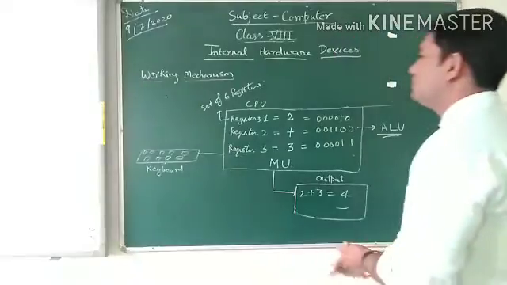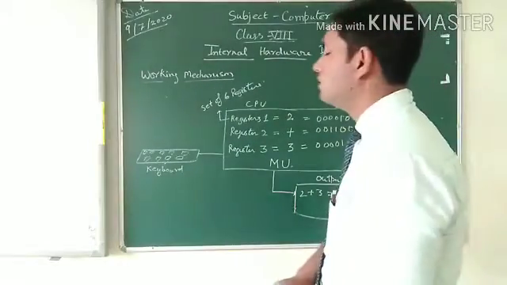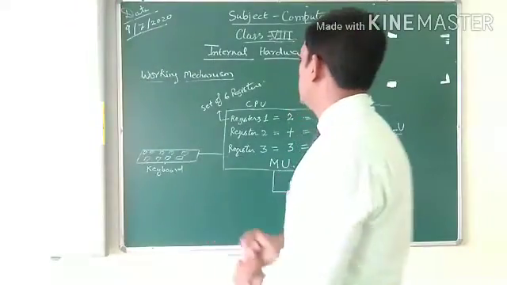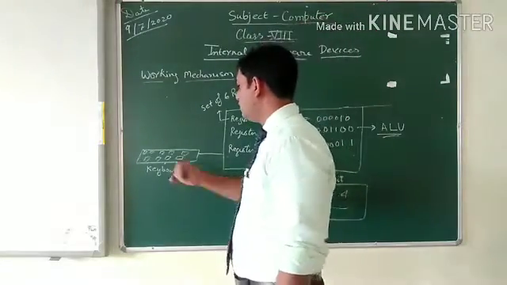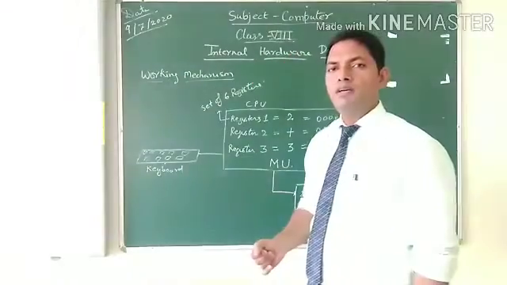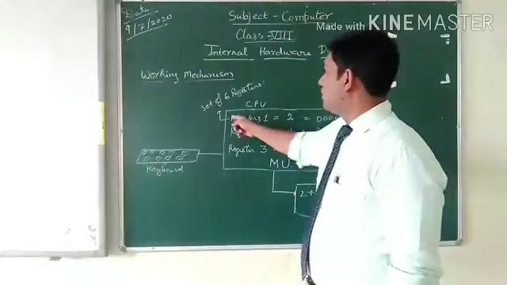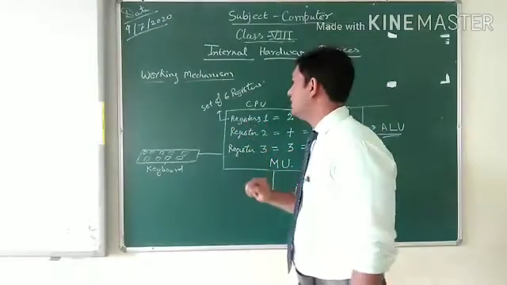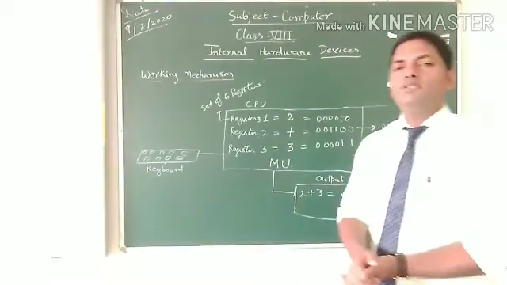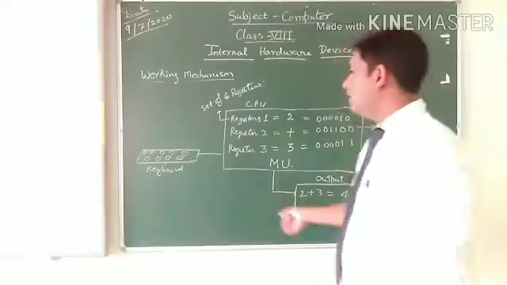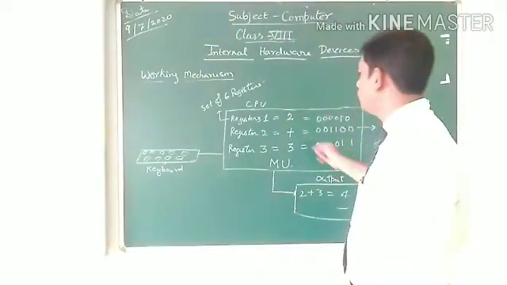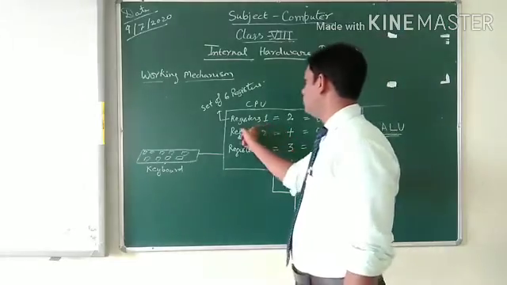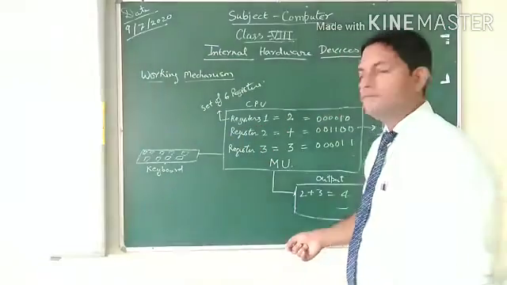Now let's see the mechanism of the CPU or the computer. When we give any input by the use of the keyboard, the data is stored in the register. A register is used to store data. Let's say we type 2 at the keyboard. This 2 is stored in register number 1.